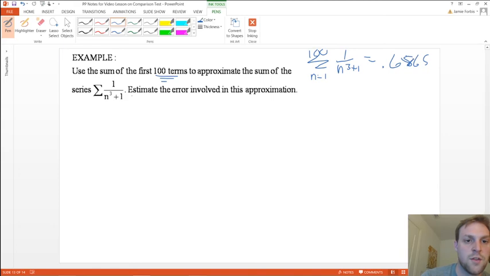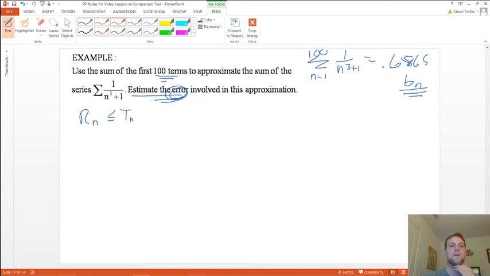So I want to figure out the error, estimate the error involved. So it's wanting me to estimate R sub n. Well, if I'm going to estimate R sub n, then I'm going to estimate it by comparing it to some remainder T sub n. All right, and what that's going to be used for is the remainder of some series I create, B sub n. Now, the series I'm going to create for B sub n using the comparison test is just going to be 1 over n cubed.